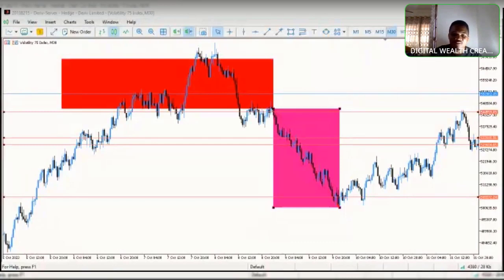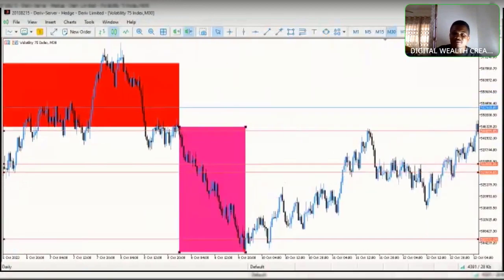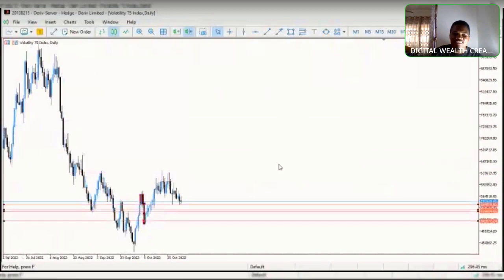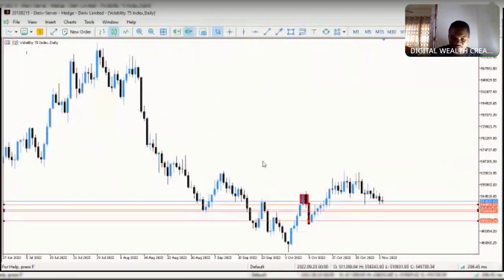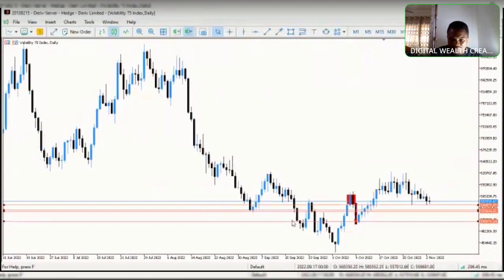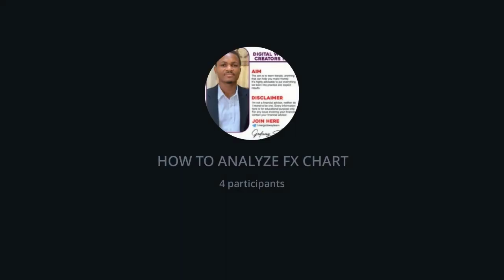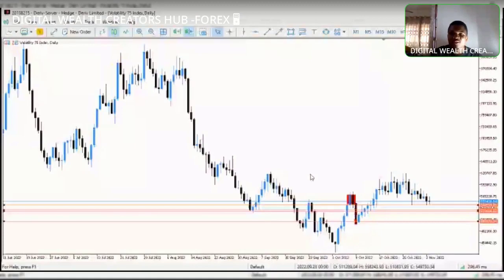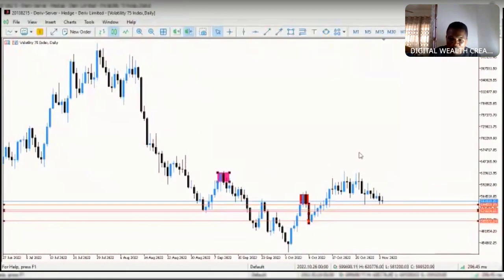Let me go to the daily time frame and show you something. This is another tweezer top over here, which you can also trade and ride this move down. This is a typical tweezer bottom, which is for scalping, but time will not permit us to talk about this. This is a scalping one.